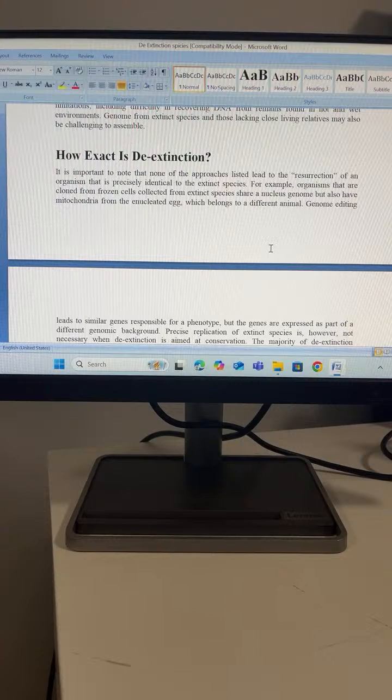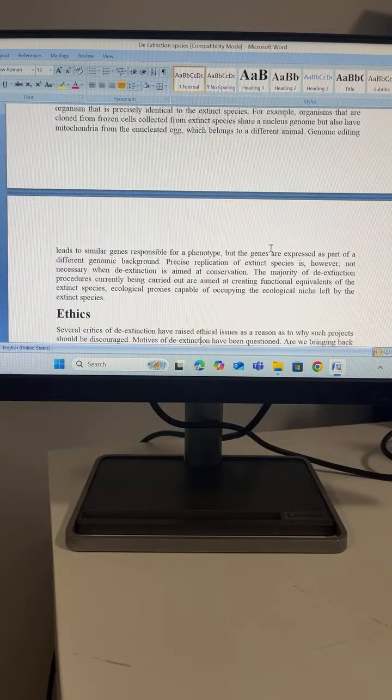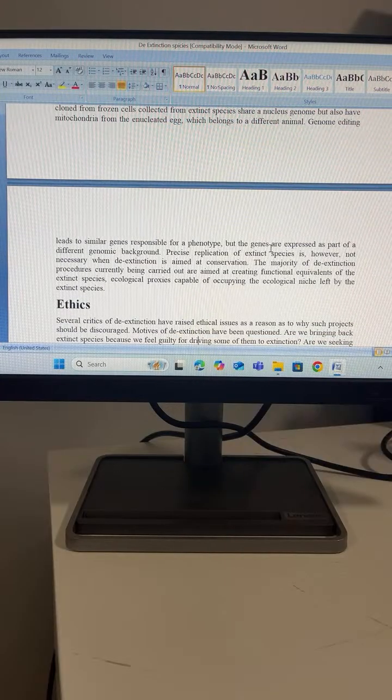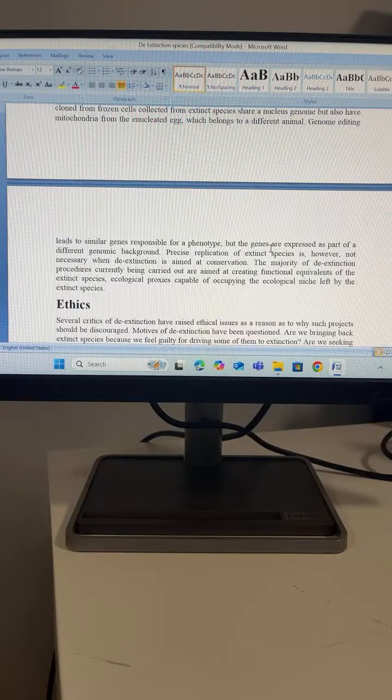Genome editing leads to similar genes responsible for a phenotype, but the genes are expressed as part of a different genomic background. Precise replication of extinct species is, however, not necessary when de-extinction is aimed at conservation. The majority of de-extinction procedures currently being carried out are aimed at creating a functional equivalent of the extinct species, ecological proxies capable of occupying the ecological niche left by the extinct species.